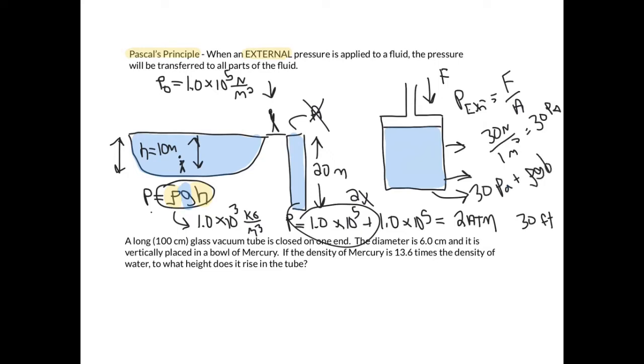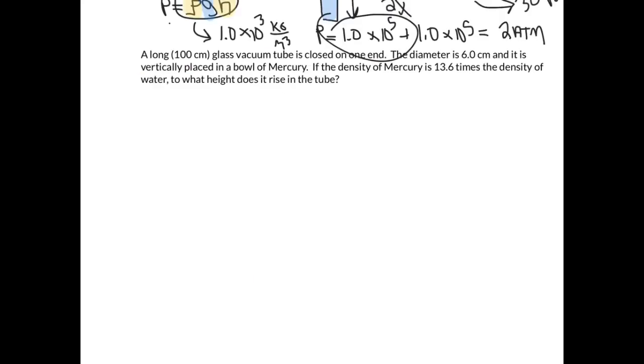So at the very bottom, you'd have 30 pascals. You'd still have the rho g h, the pressure caused by the water, but you'd have that initial pressure from the top. Or if you're at the very top, you'd have 30 pascals.